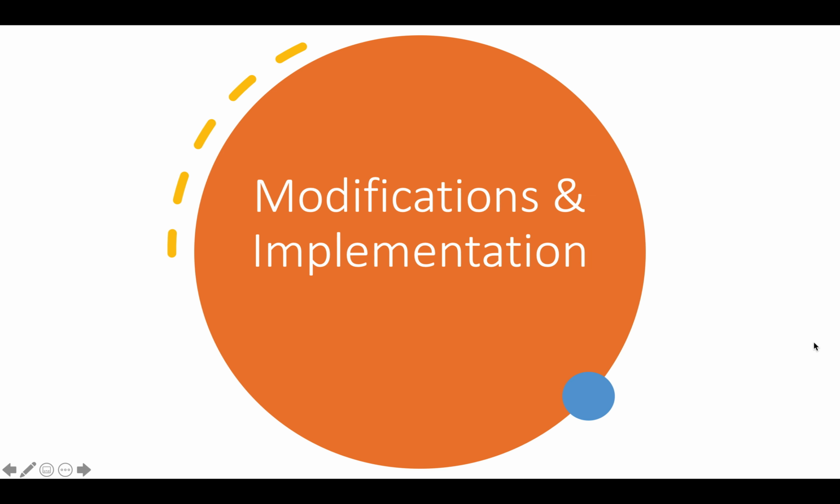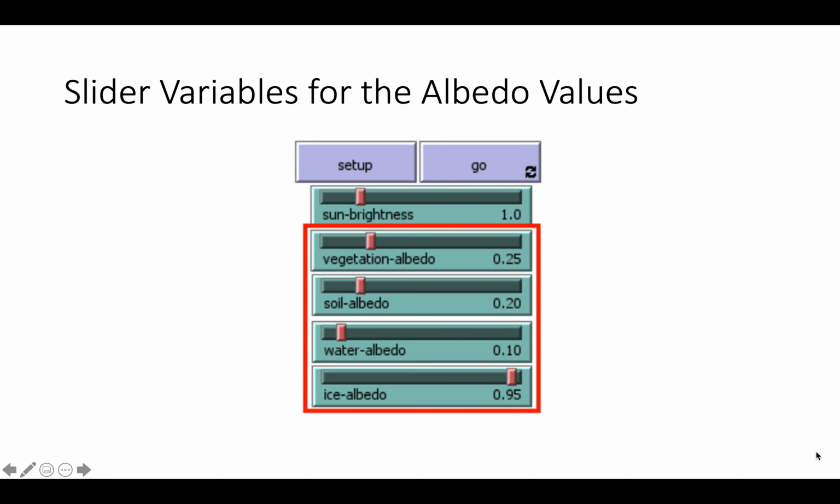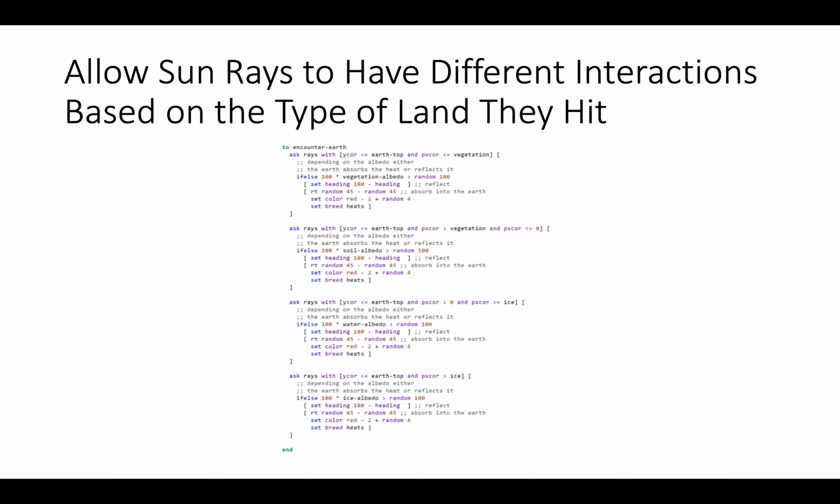So the modifications that I decided to implement for this model were, first, I decided to add 4 different land types. I added vegetation that's going to be green, soil that's going to be brown, water that's going to be blue, and ice that's going to be white. I also added 4 sliders so the albedo values for each land type could be controlled. I also added sliders to increase and decrease the amount of vegetation and ice in the model.